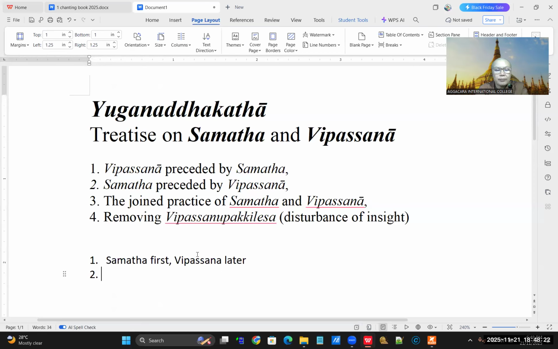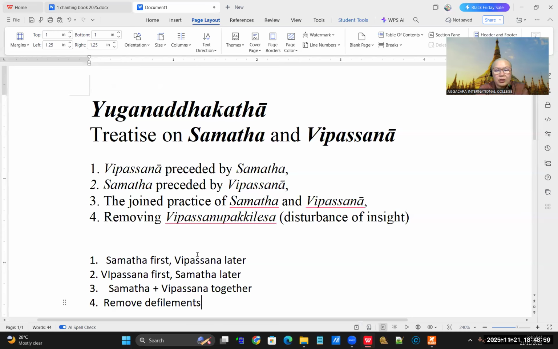So you can write down this one. And then the next will be Vipassana first, Samatha later. The third will be Samatha and Vipassana together. The fourth is actually very easy, just remove. Even though it's written as disturbance, it's actually a kind of defilement, or sometimes we call it Upakkilesa, on Vipassana. So this happens only at Vipassana. So which one should we practice first?